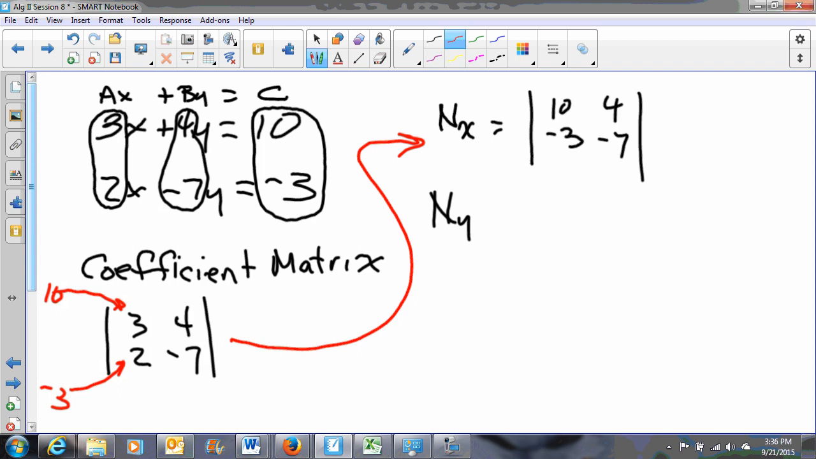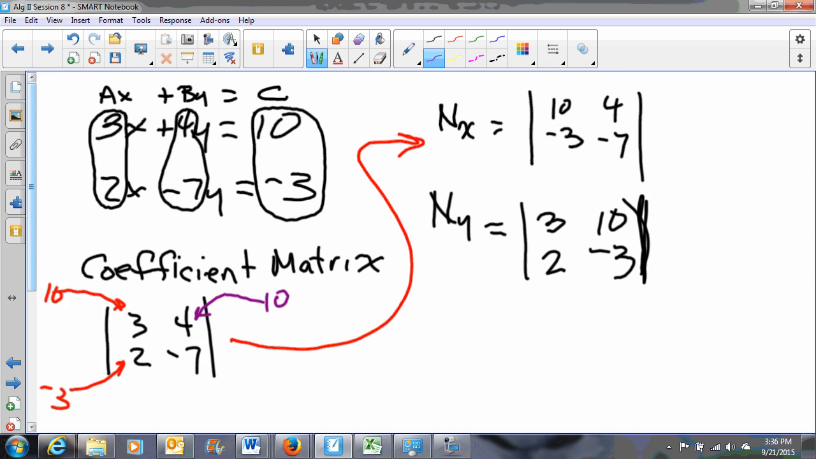Now, if you take the constants and replace the y column with those, you'll get n sub y. Now that's going to be 3, 2, 10, negative 3. Now note, oops, that should be a straight up and down line there. There we go. Now notice what we've done here is we have put 10 in where 4 is, and we've put negative 3 in where negative 7 is in the coefficient matrix. And when we do that, we get n sub y.